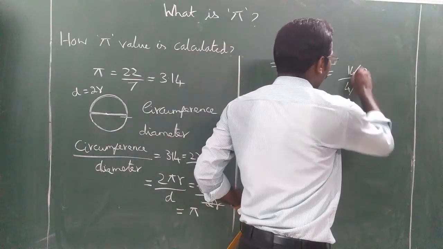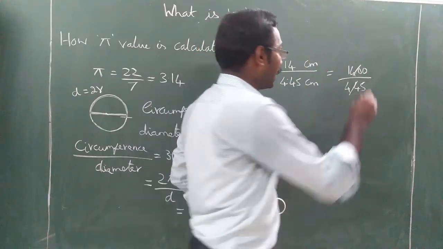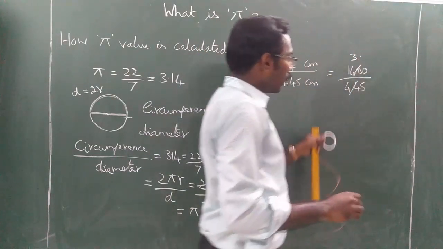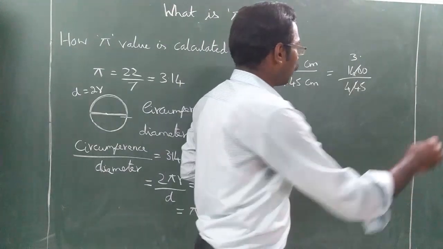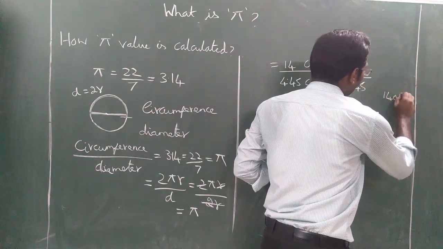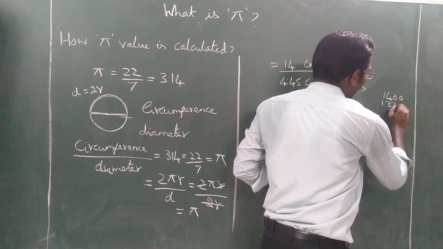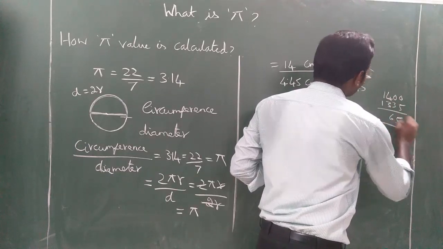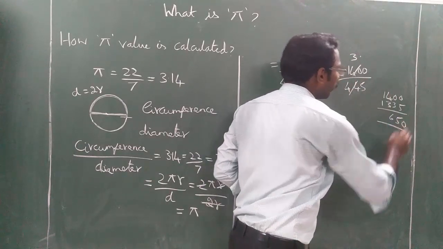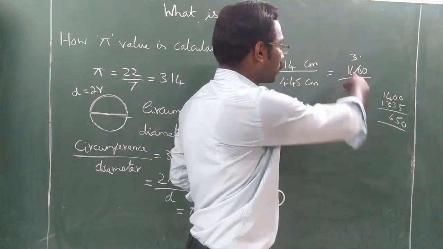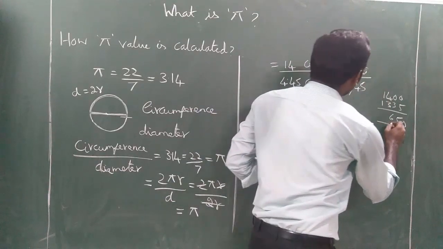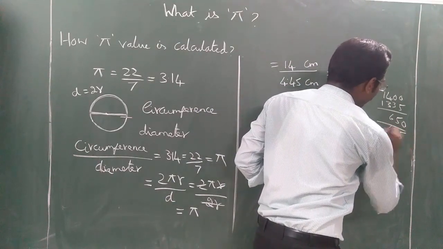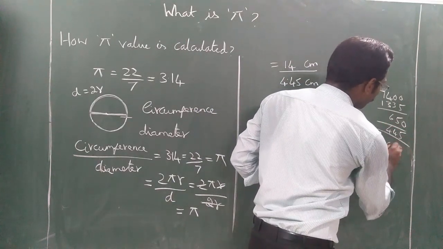445. How many times is it there in 1400? 3 times. Okay. 3 times the answer is 1335. Okay. So 1400, 1335, so the remaining 65 is there. So put a dot and 650. In 650, how many times is 445 there? Only one time. So 650 minus 445, remaining how much? 5, 0.